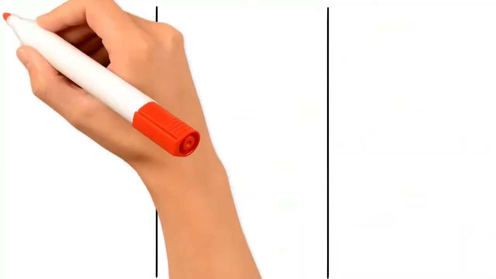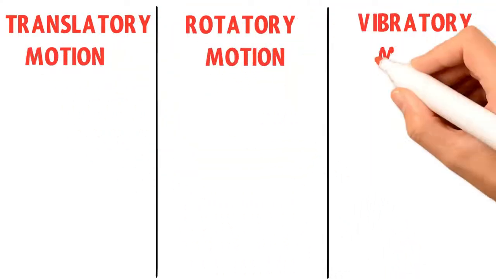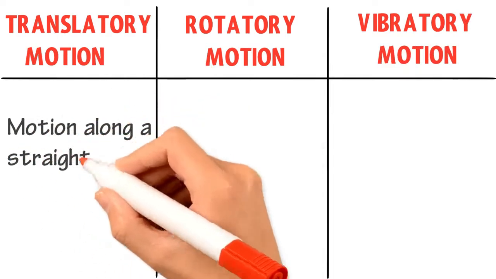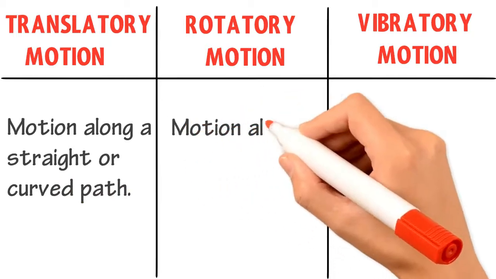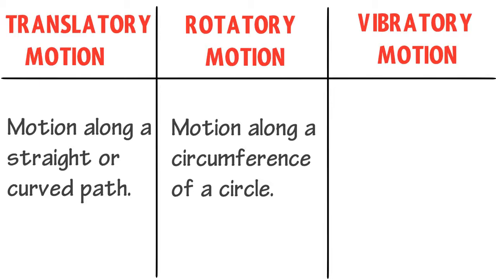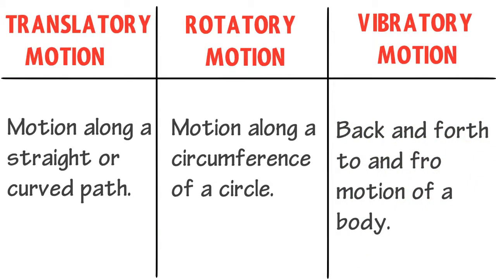To sum up my lecture, we learned that there are three types of motion: translatory motion, rotatory motion, and vibratory motion. Motion along a straight or curved path is translatory motion. Motion along the circumference of a circle is called rotatory motion. Back and forth motion of a body is called vibratory motion.